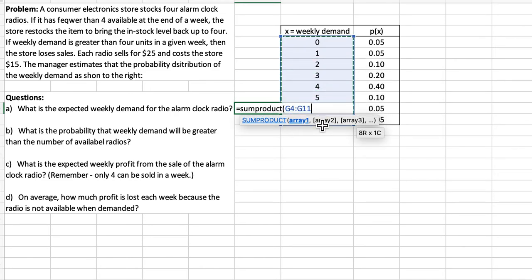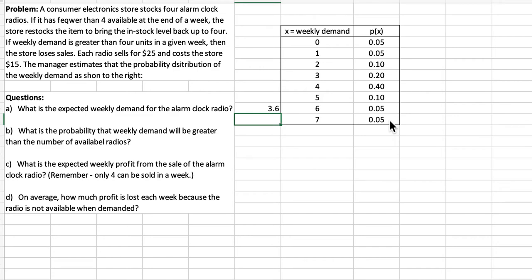So I'm going to highlight 0 through 7, comma, and then the probabilities. Notice that the cell references should match, 4 to 11, 4 to 11. I close the parenthesis, and there you can see they're highlighted. As you can see, the expected number of clock radios demanded in a week is 3.6, which again could have driven their decision to use 4 as the benchmark.